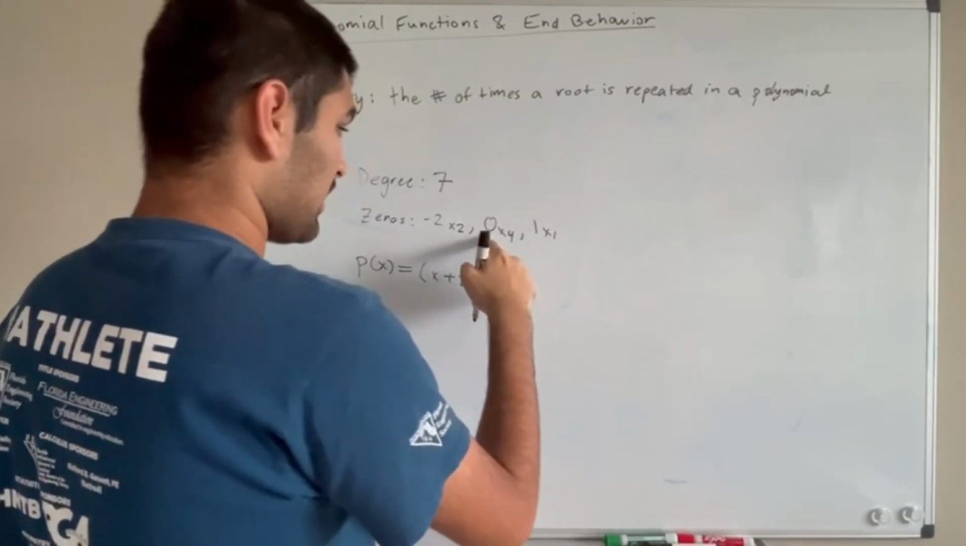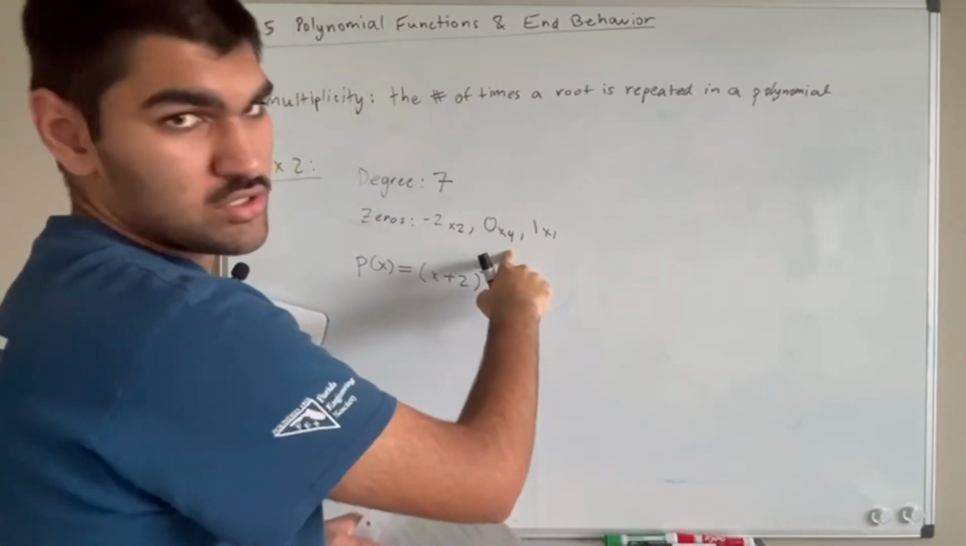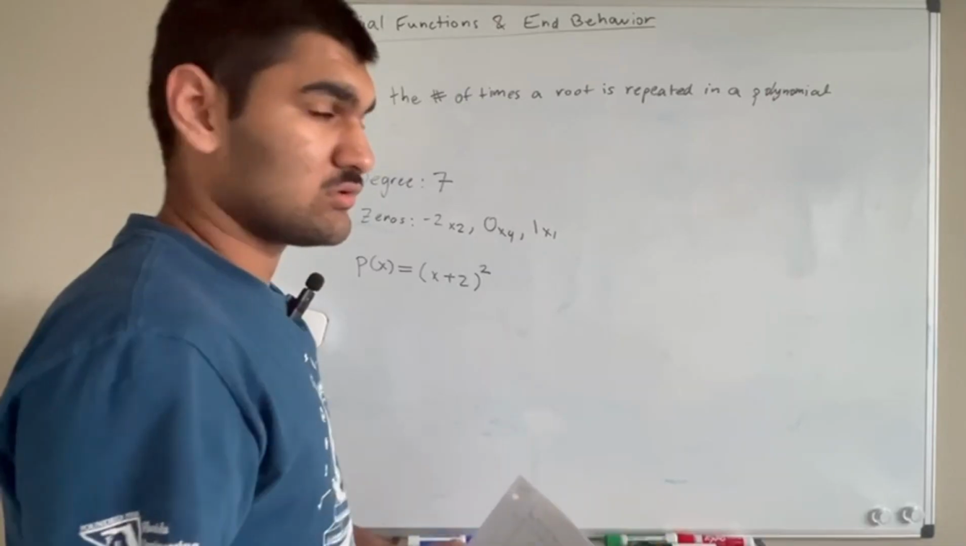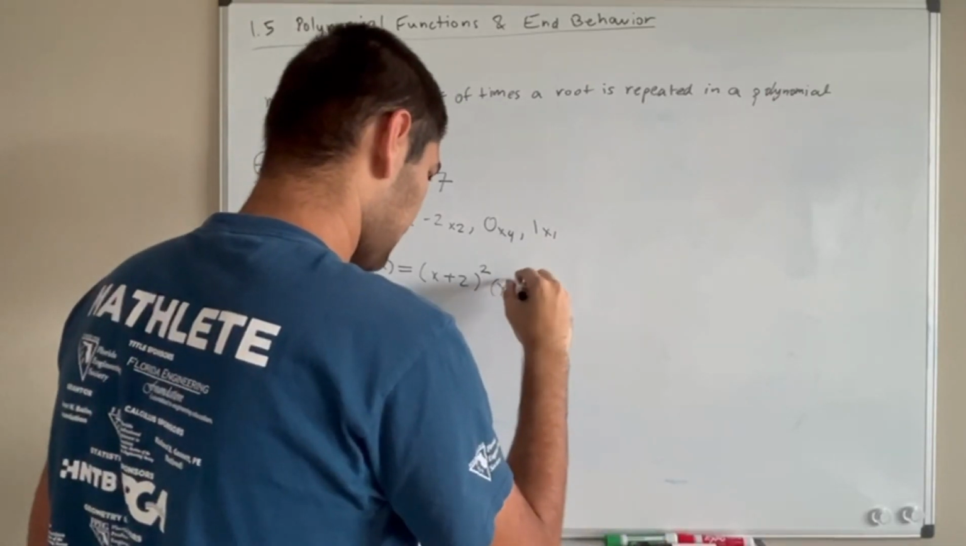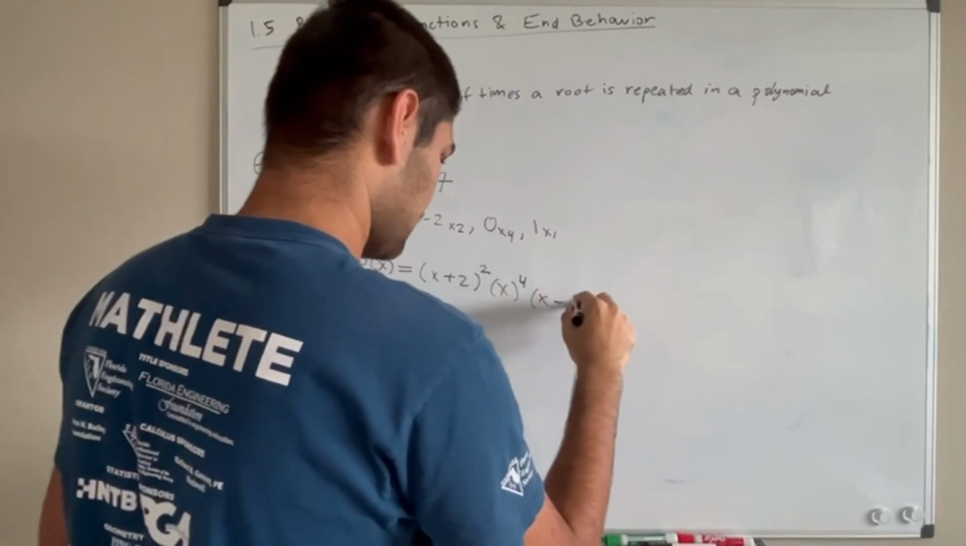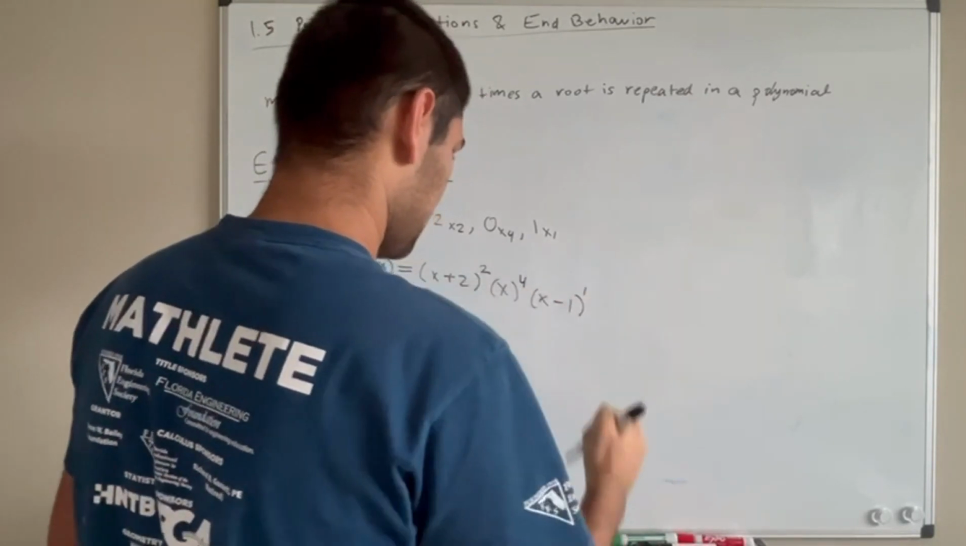Okay, and then next we have 0 with multiplicity 4. So for 0, you just need x, because x is already equal to 0. So just x to the power of 4. And then for 1, you should have x minus 1, and then to the power of 1.